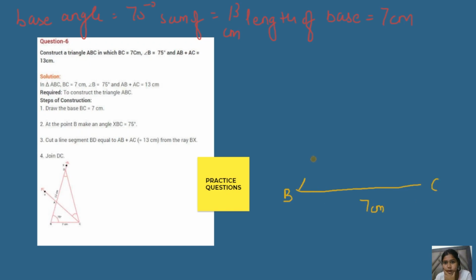We'll draw the angle like this. Let this be 75 degrees. This is something called X, right? Now what we will do is put the pointer of the compass here and mark an arc, and the length of this will be 13 centimeters. Let this point be D. Now we will join this D with this C.